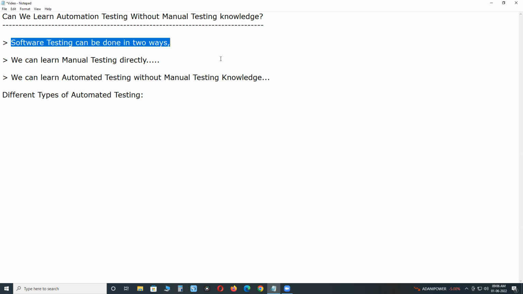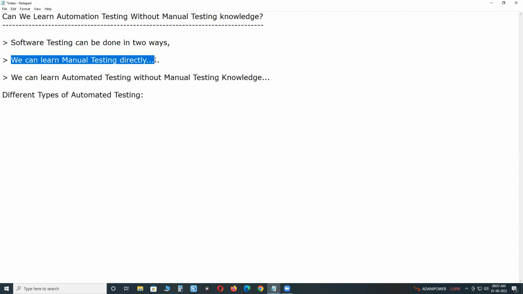Next, observe this point. We can learn manual testing directly. There are no prerequisites to learn manual testing and start working. Then what about learning automated testing? Is manual testing a prerequisite to learn automated testing? Can't we learn automated testing without manual testing knowledge?